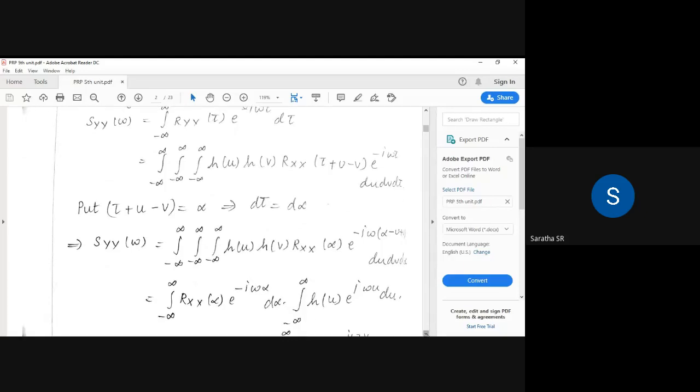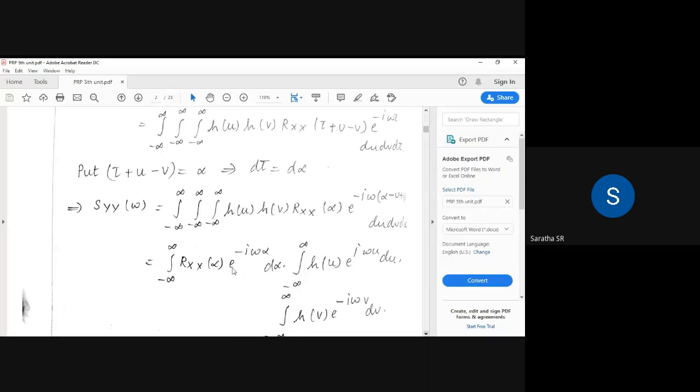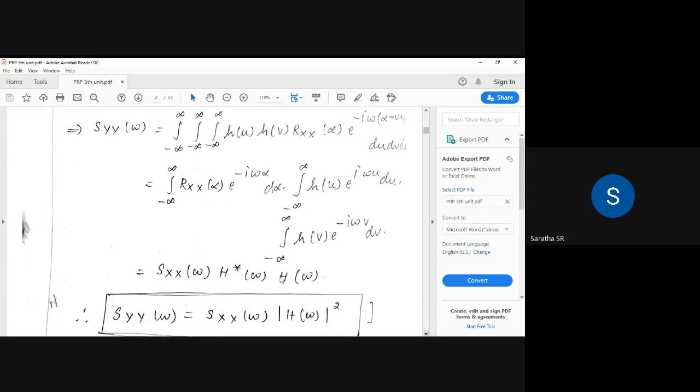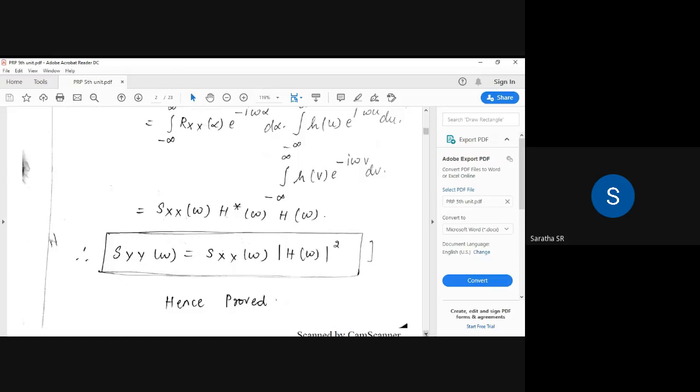Based on that, we separate this triple integration into three terms, because this term is independent of u and v, u is independent of alpha and v, and v is independent of alpha and u. So then we got this: Sxx of omega, h star of omega, h of omega. We know that if you multiply them, we get modulus h of omega the whole square. Hence it is proved. Based on this result only, we did many problems, more than 10 problems in this unit.